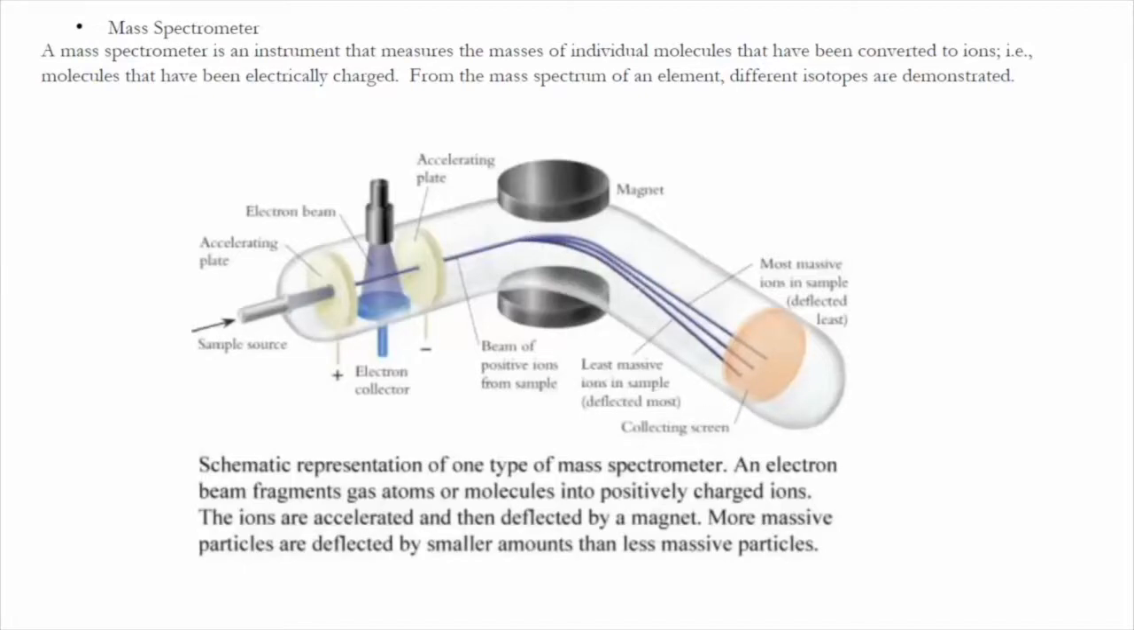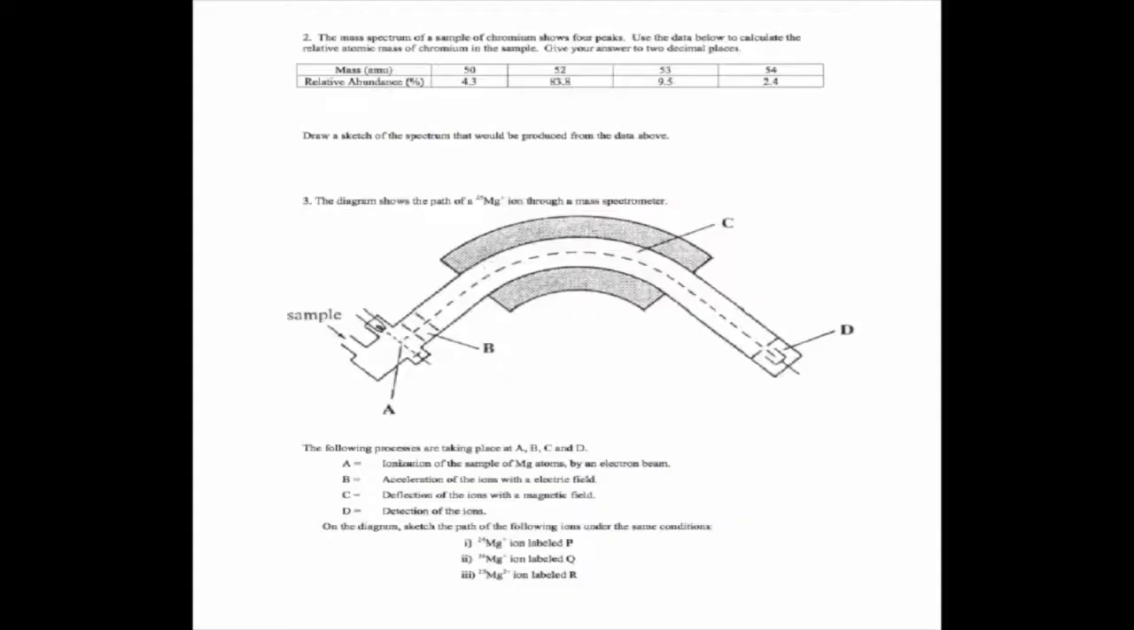In this direction, it's easier for it to be deflected. So this line right here, that's the heaviest one, while this one right here would be your lightest isotope. So what I'm going to do now is use this concept that I just introduced about a mass spectrometer and apply it to a problem.